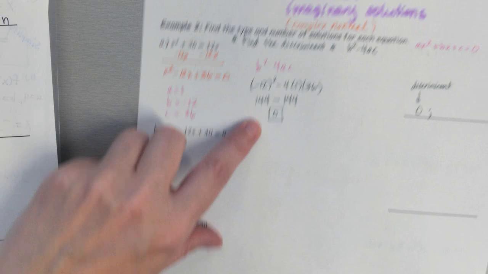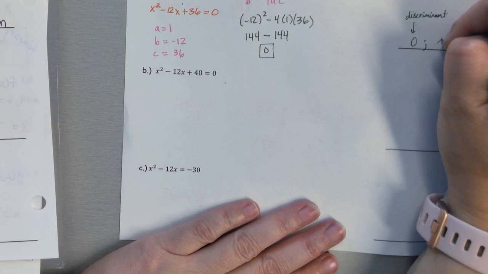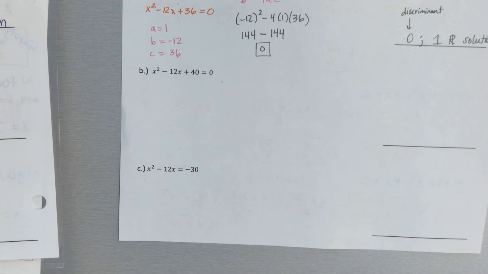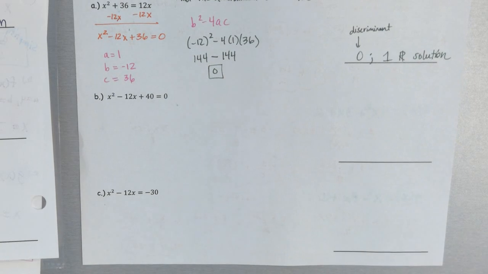So if it's 0, we can just use our chart up here, right? If it's equal to 0, we have one real solution. Okay, and then go ahead and do part B and C. Also, as a side note, for the discriminant, you only have to do the b squared minus 4ac. You don't have to do the entire quadratic formula, okay?